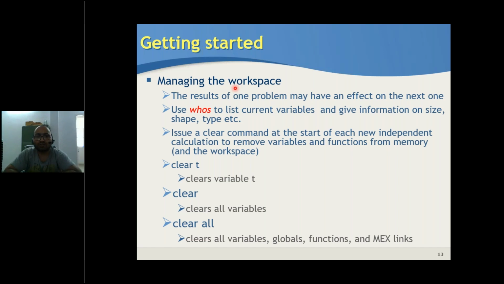To find those variables which are already used, you can use the function whos. This will list all the variables which are already used in the particular program. It will list the current variables and give information on size, shape, data type, etc. Whatever information is available regarding that variable will be displayed in the command window.